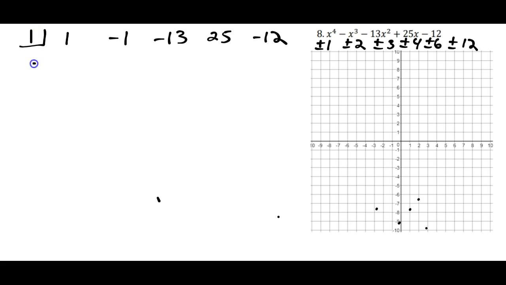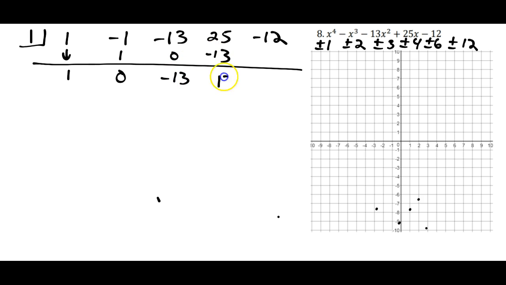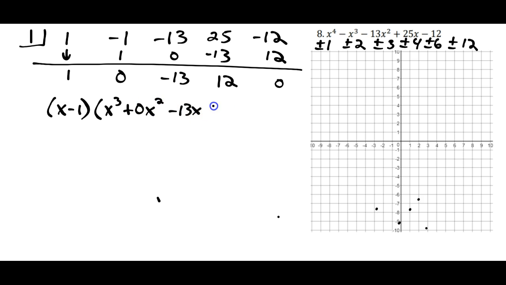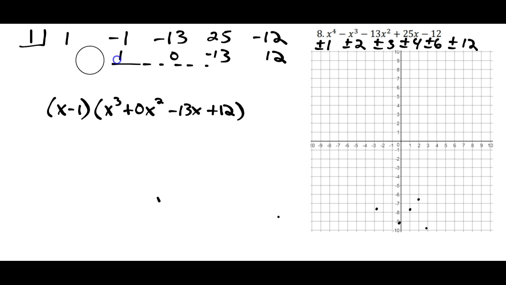I'm going to try 1 first. Oh, look at that. That's nice. So x minus 1 is a factor because 1 is a 0 of it. That leaves me with the degree of the function was 4, so that means this is x cubed plus 0x squared minus 13x plus 12. Now, what we will have to do, though, is divide this thing again.